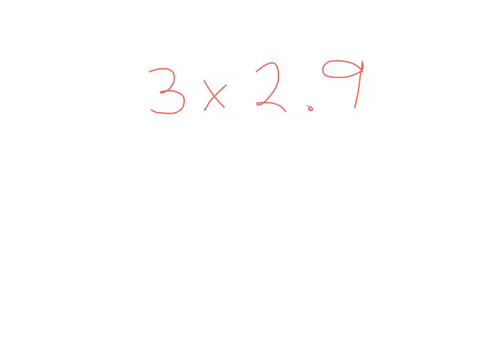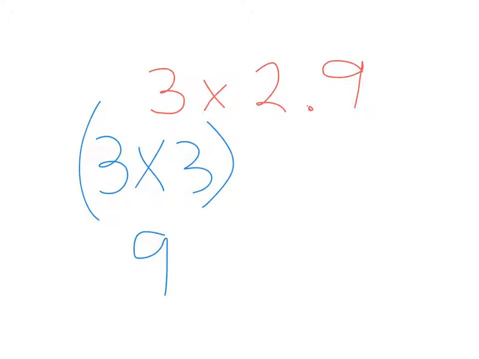Today we're going to look at a very simple strategy called rounding and compensation when multiplying decimals. So I start off with a problem like 3 times 2.9. It's much easier if I round this to 3 times 3 because I know that is the same as 9.